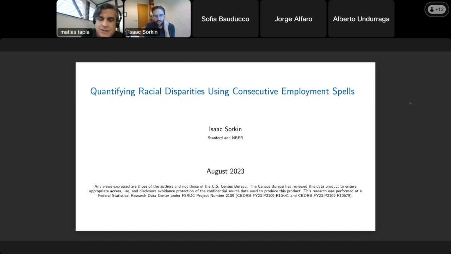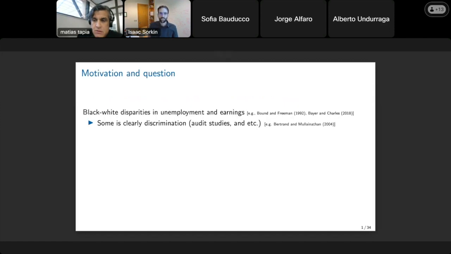So the paper I'm going to talk about today is called "Quantifying Racial Disparities Using Consecutive Employment Spells." This uses U.S. Census Bureau data, so standard disclaimers apply. Okay, so what's this paper about?